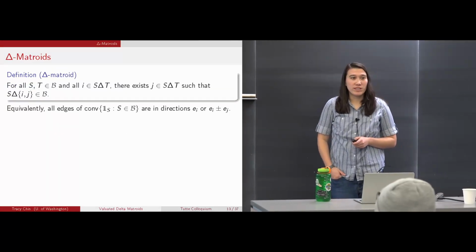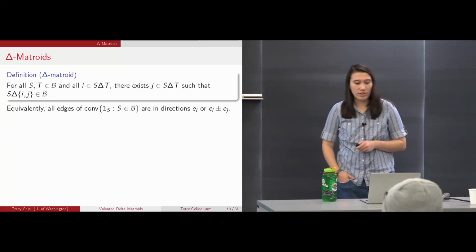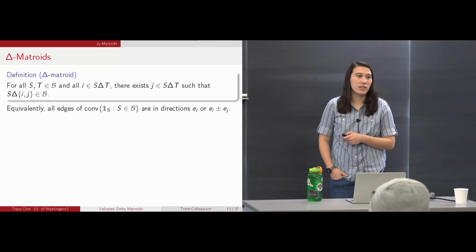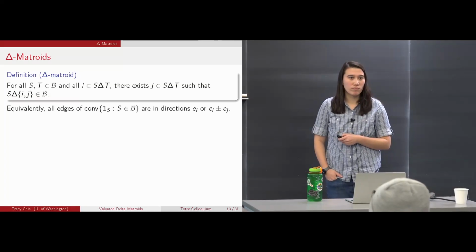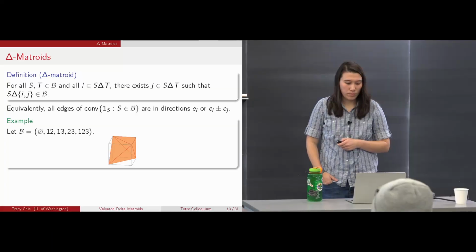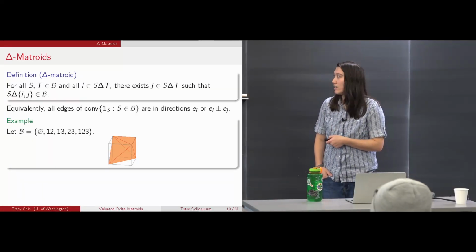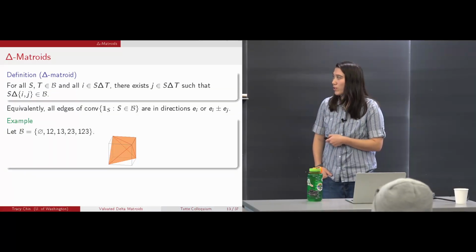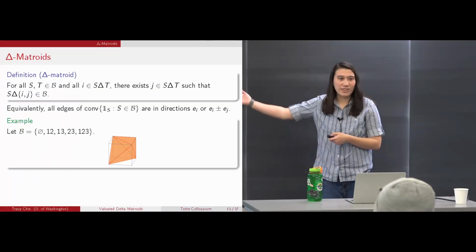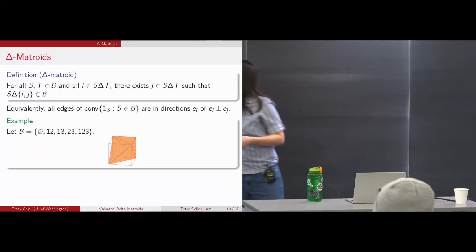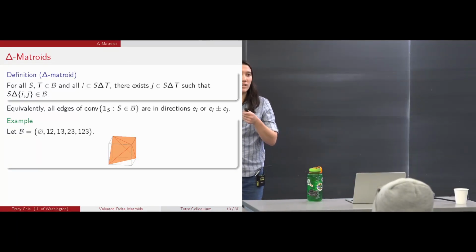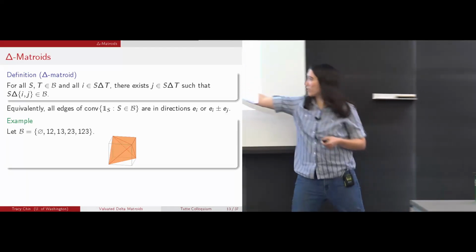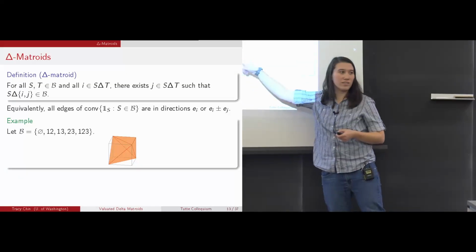Just like matroids, we can talk about delta matroid polytopes. So this time, all of the edges of our convex hull are either in directions e_i or plus or minus e_i plus or minus e_j. So for example, if I take these subsets of 1, 2, 3, I end up with this polytope. Another way of saying this is we don't have any edges of length 3 or more, where by length I mean the 1-norm. And so here, there are no edges of length 3 or more. These are like e_i plus e_j, e_i minus e_j.